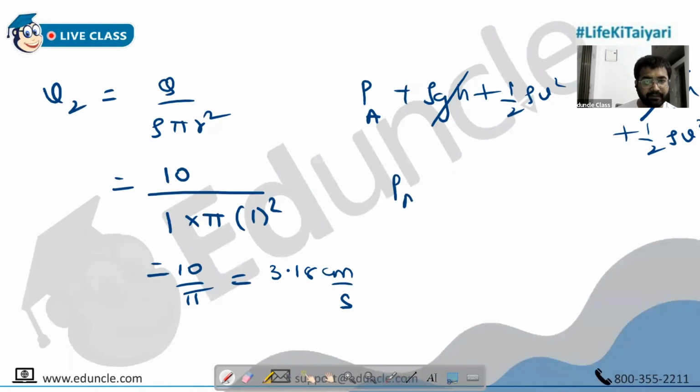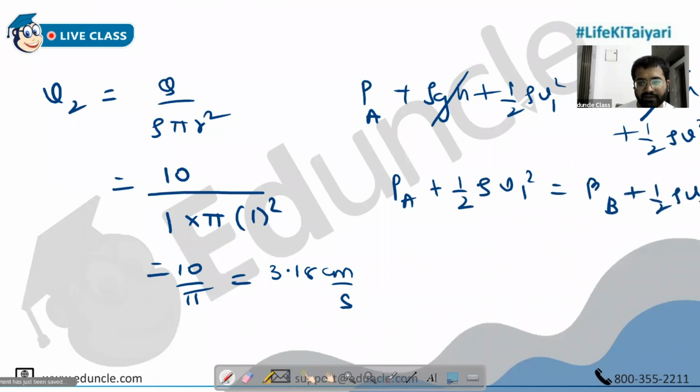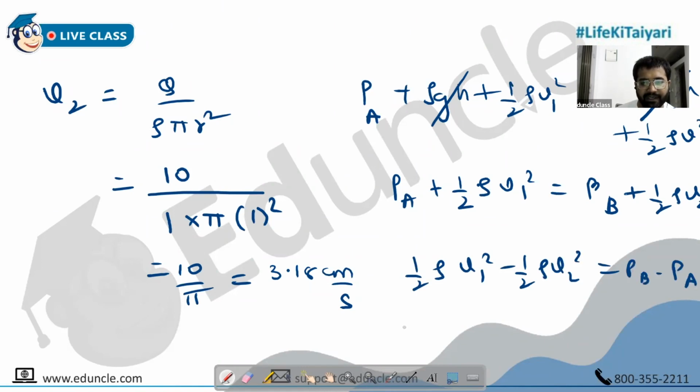So PA plus half rho V1 square equals PB plus half rho V2 square. I think now we have got the answer. Now they wanted us to calculate PB minus PA. So half rho V1 square minus half rho V2 square is PB minus PA. We can take half rho common: half rho times V1 square minus V2 square. This is PB minus PA.